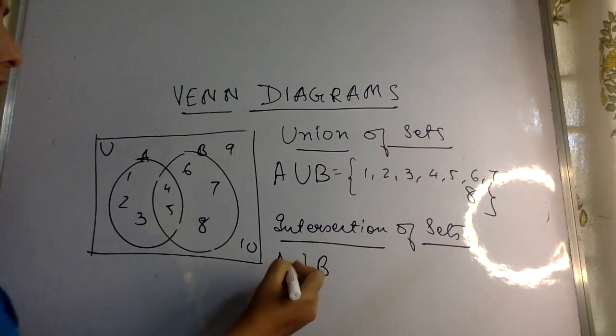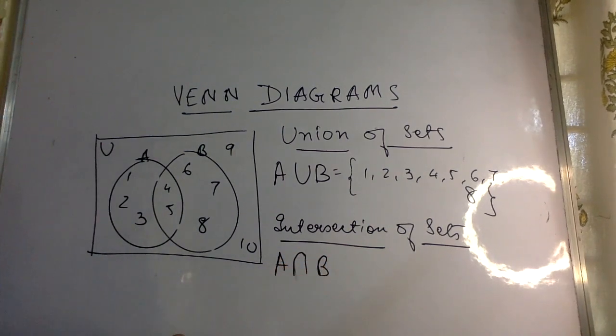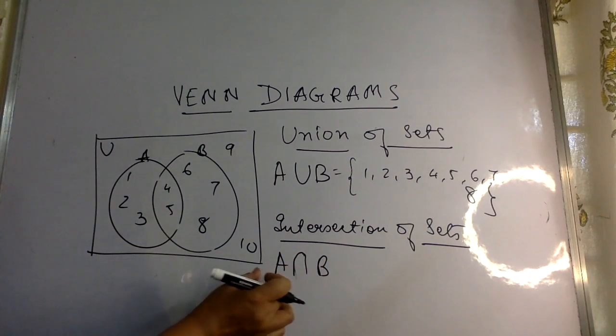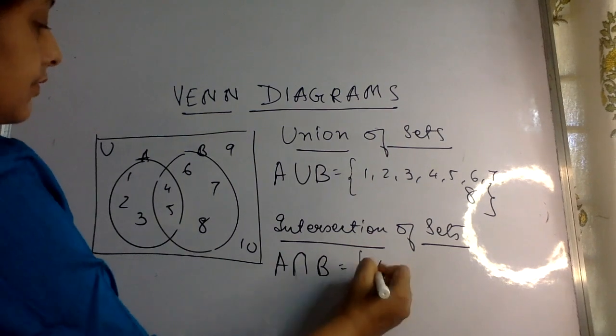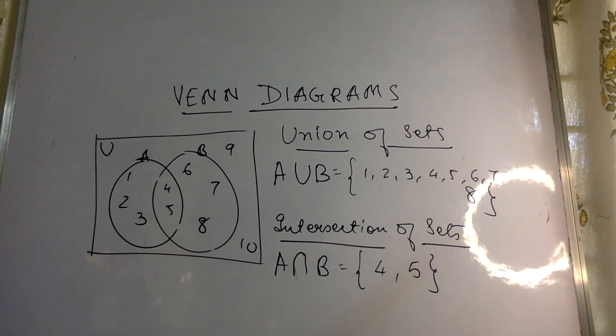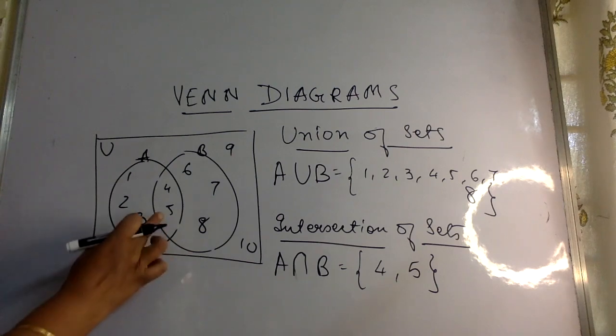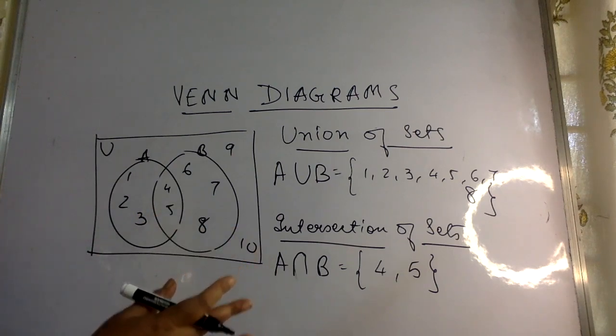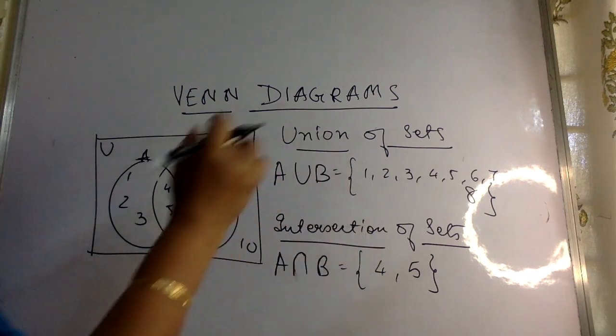I'll write it again. It's an inverted U, and A intersection B is equal to 4, 5. That is only the elements of the common part. So this is A intersection B.